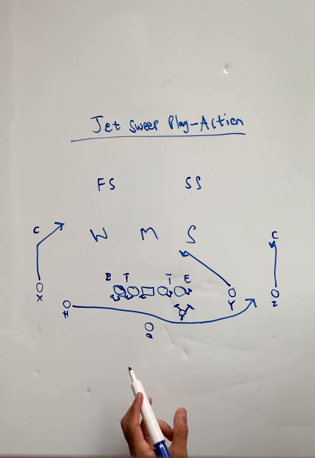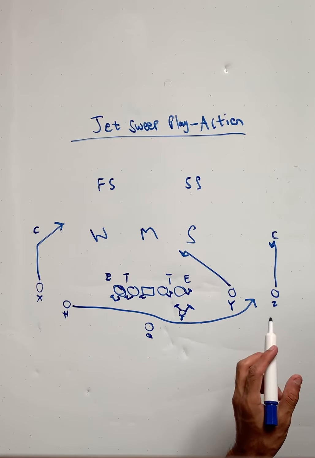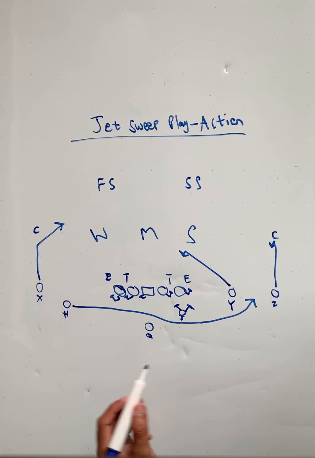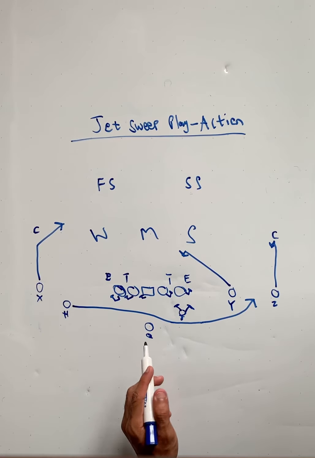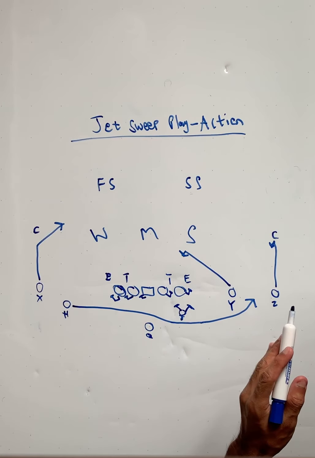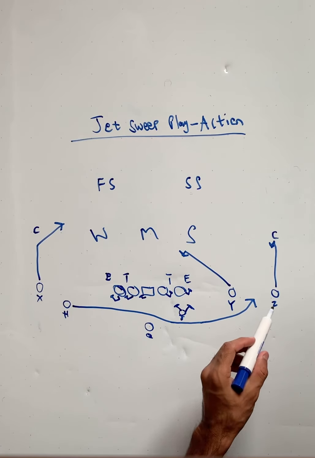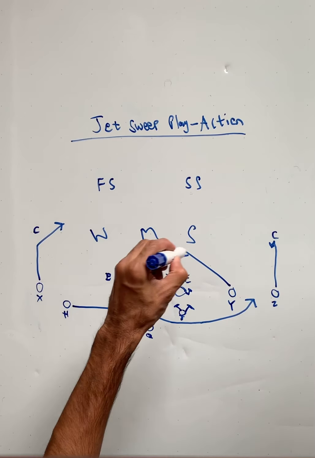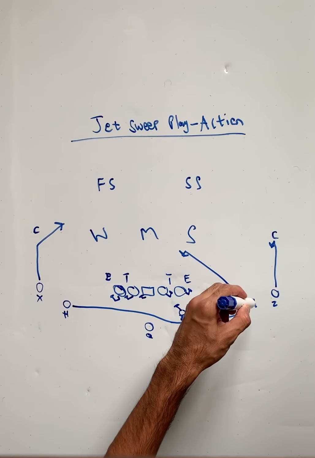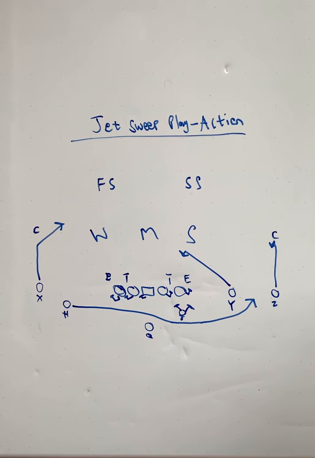Now, we talked about our protection. We talked about our routes. Now let's talk about the read the quarterback needs to make. So he's going to be reading from outside in, I guess you could say. Well, not really. He's going to start with the curl, then he's going to progress to the spot, and then he's going to progress to the flat. Okay, so his reads are going to be curl, spot, flat. That's the way it's going to go.